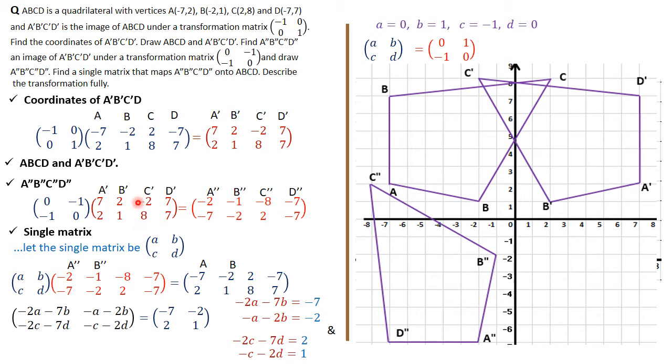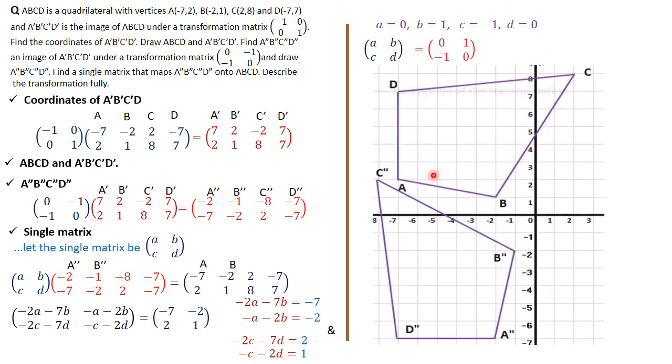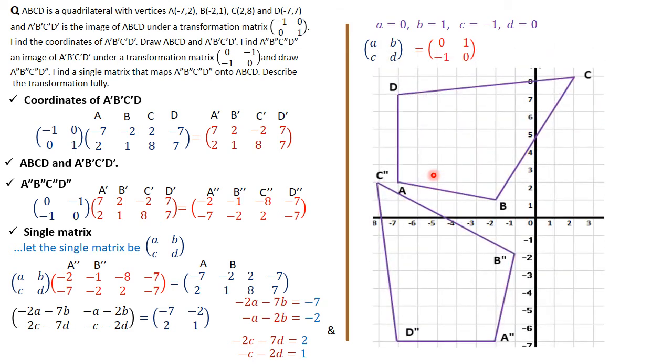We were told to find a single matrix. There it is. The last part of the question was to describe the transformation fully. So how is A double prime, B double prime, C double prime, D double prime transformed to A, B, C, D? Let's get to that. Describe the transformation. So I have the two drawings. We have the last image we had and the object. So how was the transformation there?